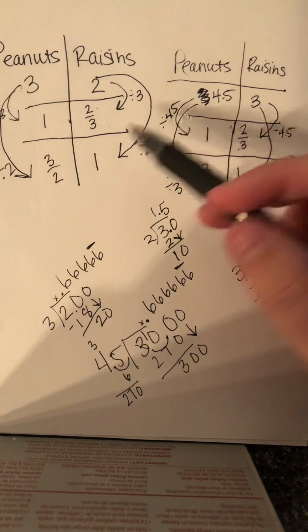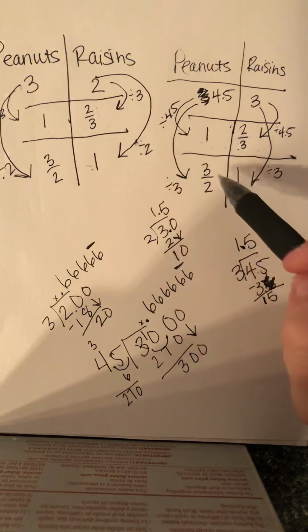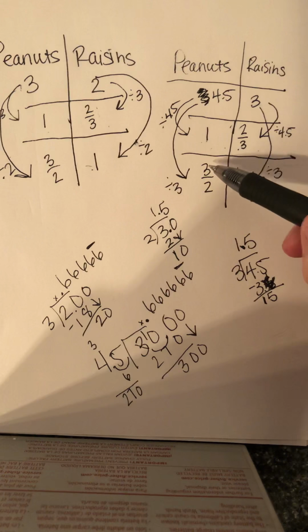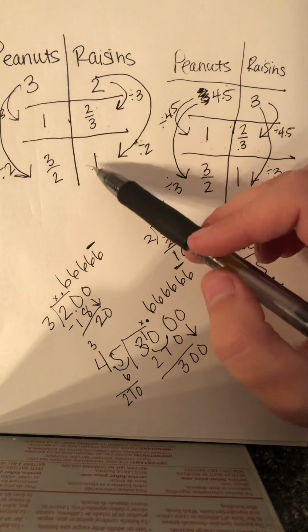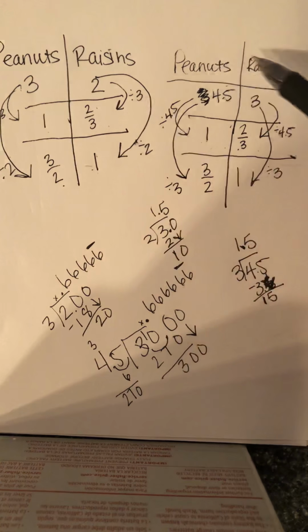So as I can see, it doesn't matter which side I would have gotten my constant of proportionality on, it would have been the same. So that means for every cup of raisins in this recipe, there is 1.5 cups of peanuts. Just like this recipe, every cup of raisins, I put 1.5 cups of peanuts.